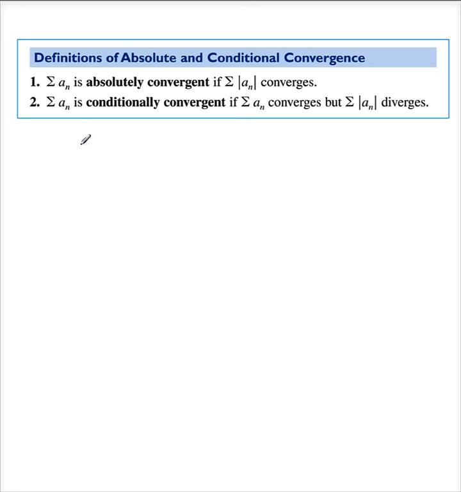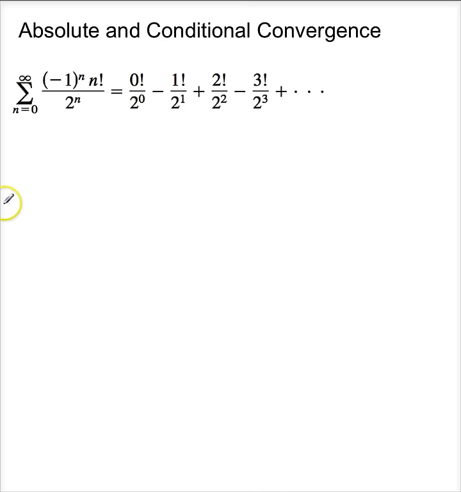Now, definitions of absolute versus conditional convergence. If the sum of a sub n is absolutely convergent, if the sum of the absolute values is convergent, while it's conditionally convergent if the sum converges, but the sum of the absolute values diverges. Let's look at a couple of examples.